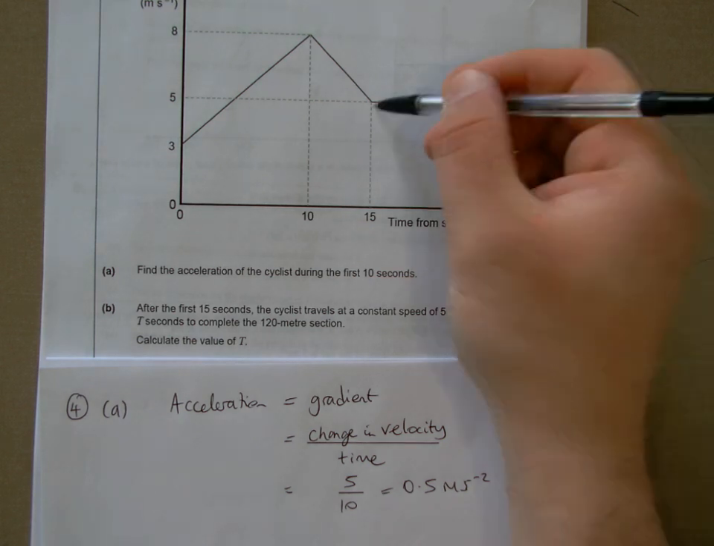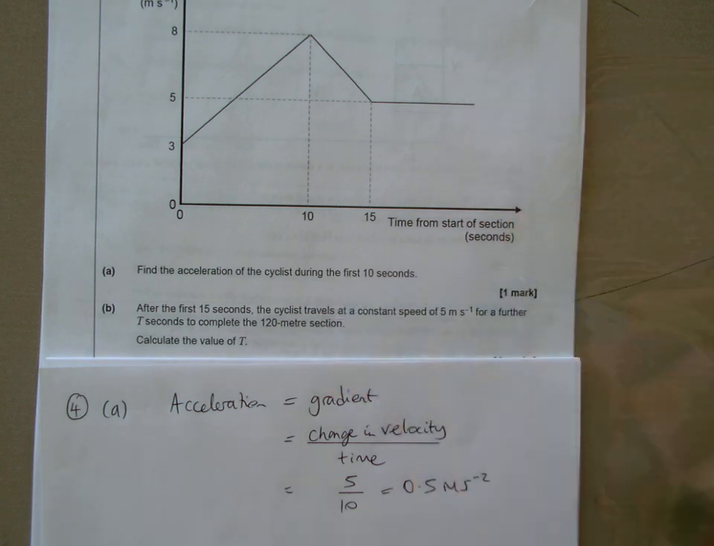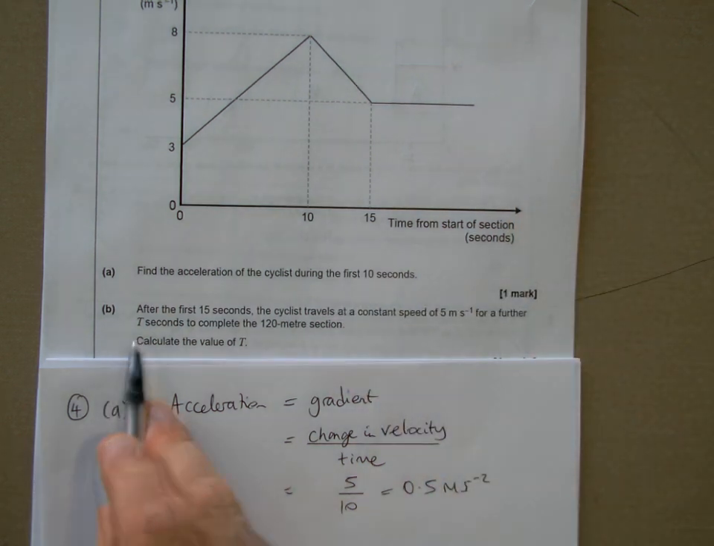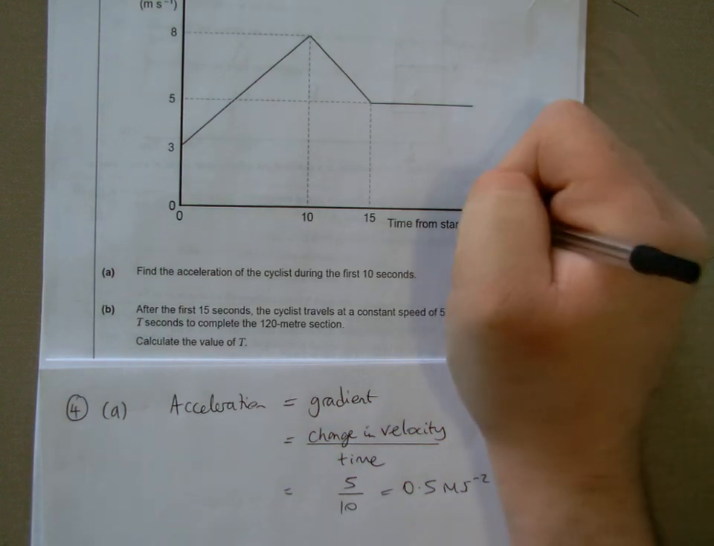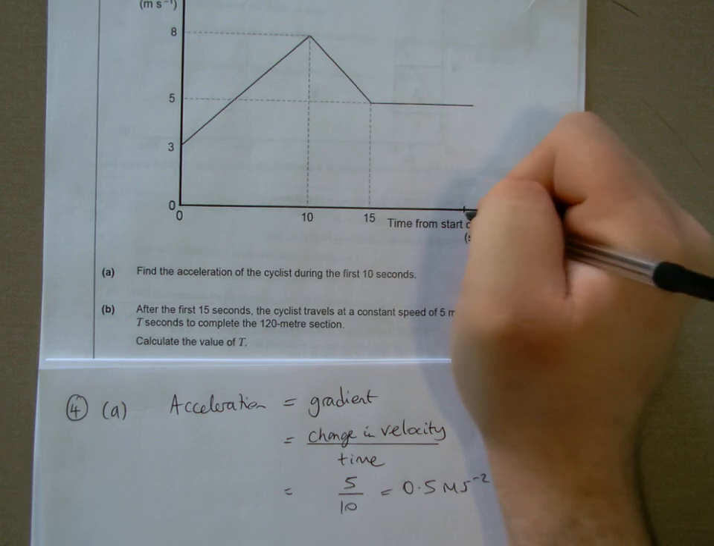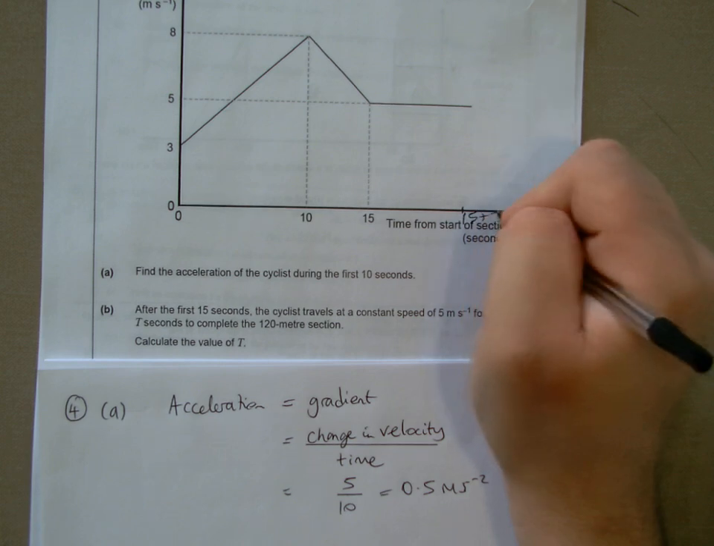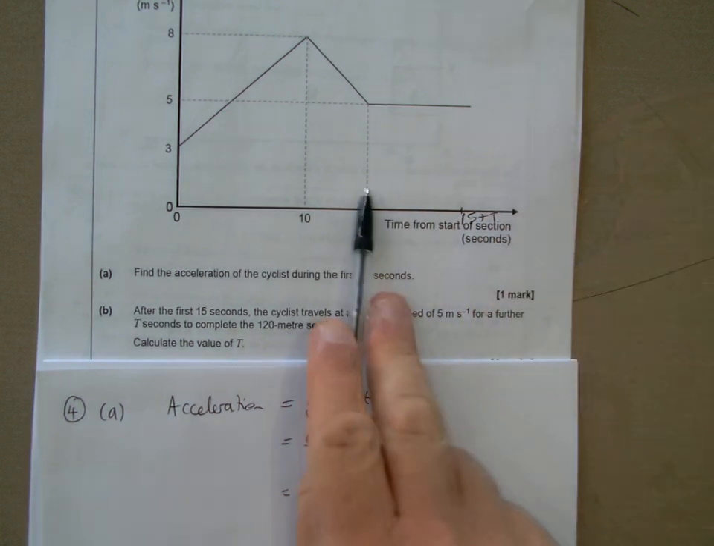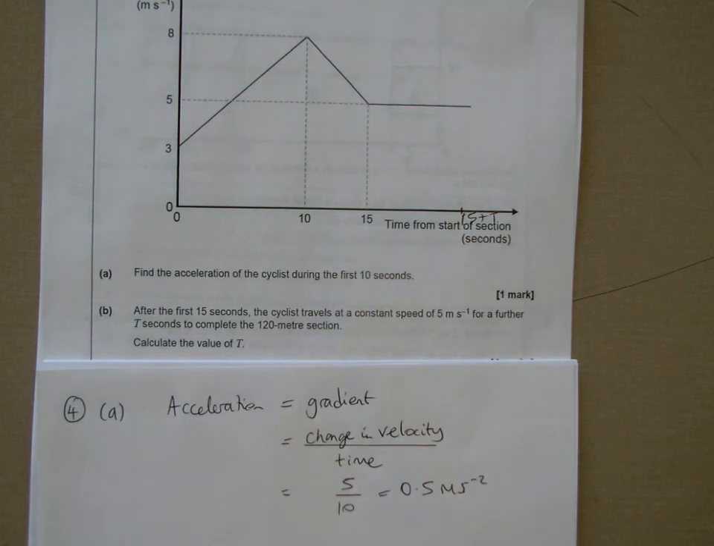So the cyclist keeps going at this speed for a further t seconds. On my scale here, that's where the cyclist comes to a stop. It'll be an extra t seconds added on to the 15, so this would be 15 add t, if that makes sense, yeah? Because it's an extra t seconds added on to the 15 there.